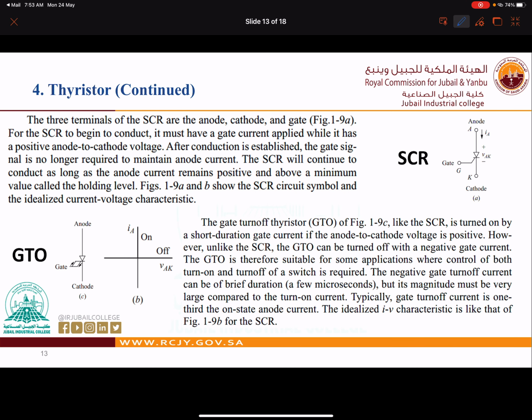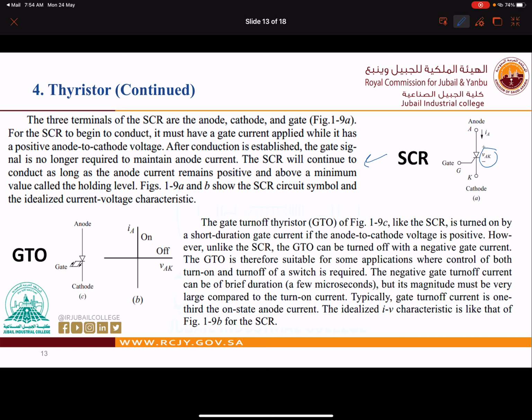Now, this is the SCR. Please try to read here the graph, the paragraph, and if you need to understand the VAK, it is the voltage anode to cathode. The voltage anode to cathode. If it is exceeding the threshold voltage, then the thyristor is conducting. And as I said, it is not important for you at this stage to understand the concept of conducting the thyristor, either SCR and GTO and so on.